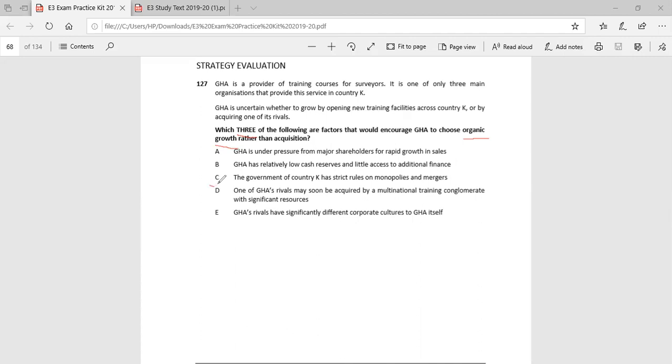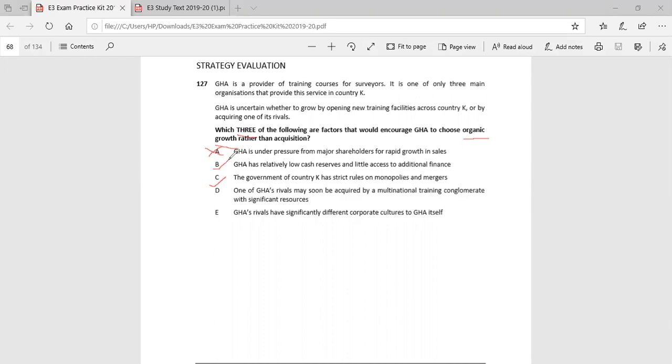A: GH is under pressure from major shareholders for rapid growth. In that case, they will go for acquisition. B: GH has relatively low cash reserves and little access to additional finance. B is also right, because they cannot afford to acquire some other business, so they go for organic growth. Okay, that is also the right thing.